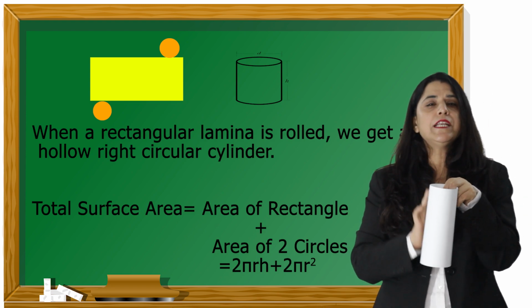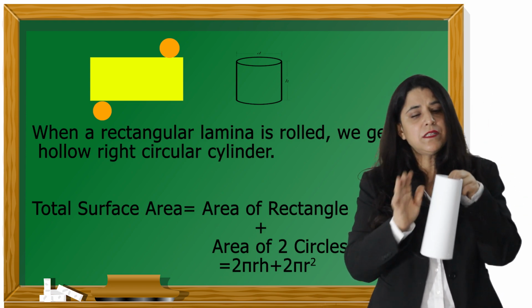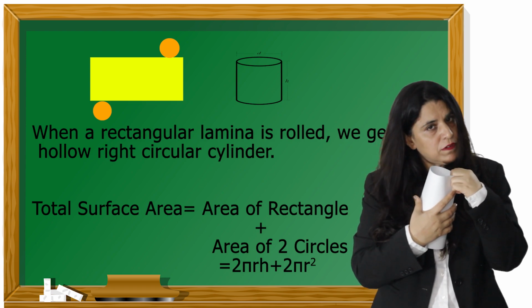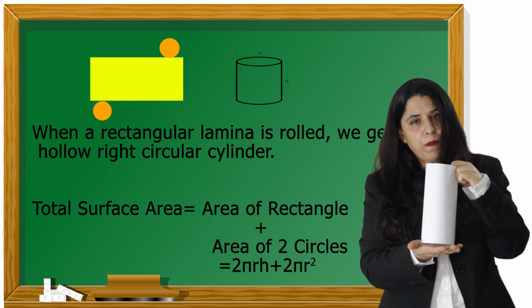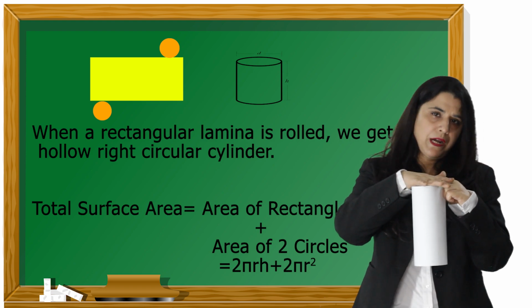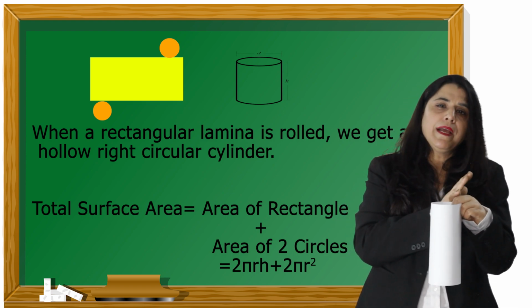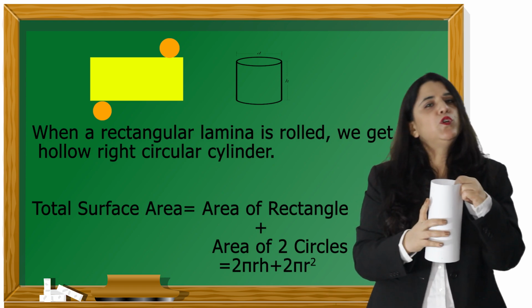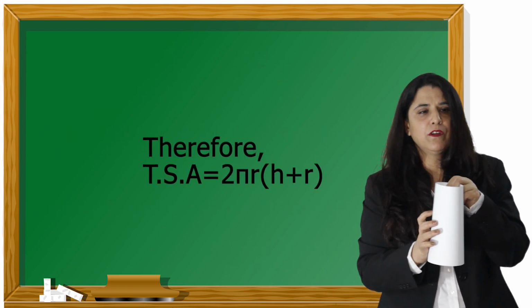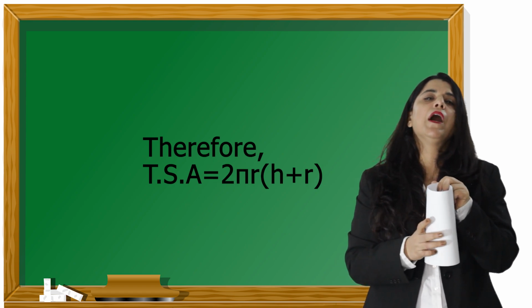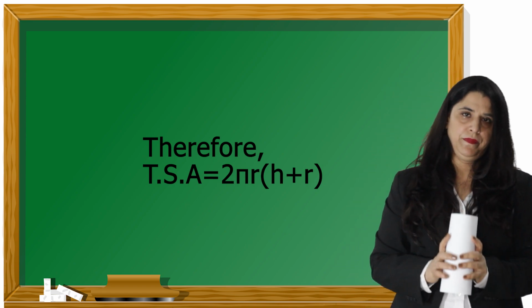Yes, so you can say total surface area of the cylinder is 2 pi r h, curved surface area, plus pi r square plus pi r square. Yes, that means 2 pi r square. And when you take pi r common, yes, you can factorize and get the other formula. Clear, children? Now coming to the volume.